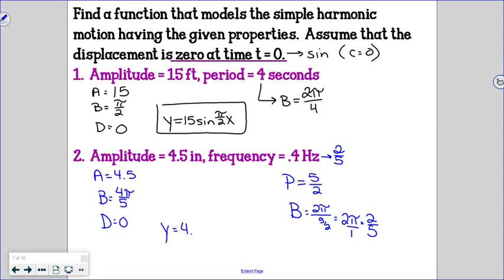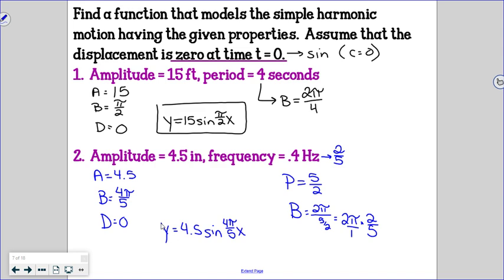Y equals 4.5, again a sine curve because it's at 0 at time equals 0. Ugly B value of 4 pi over 5. Don't forget the x. X gets left off of these equations a lot because we feel like pi should be a variable, and it's not a variable.